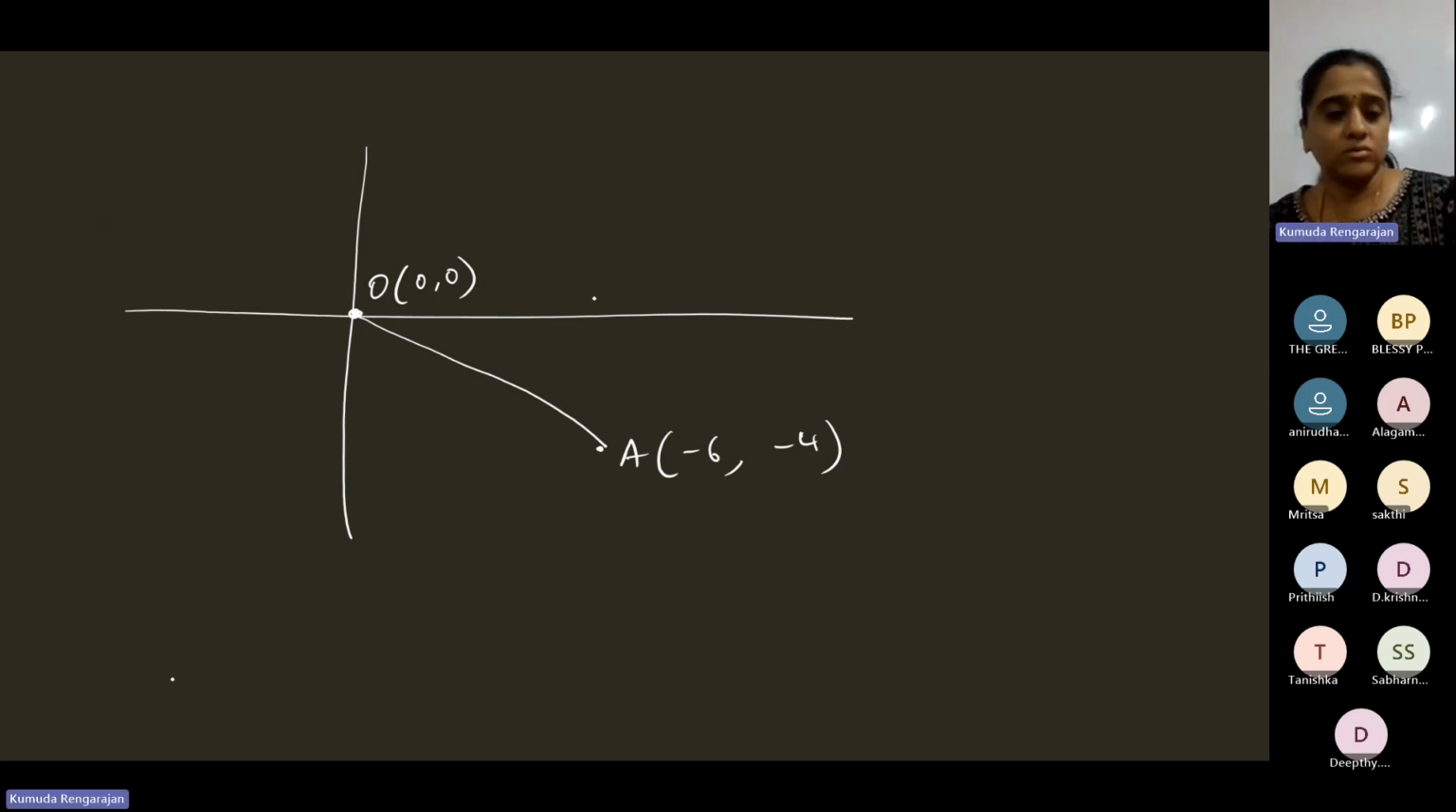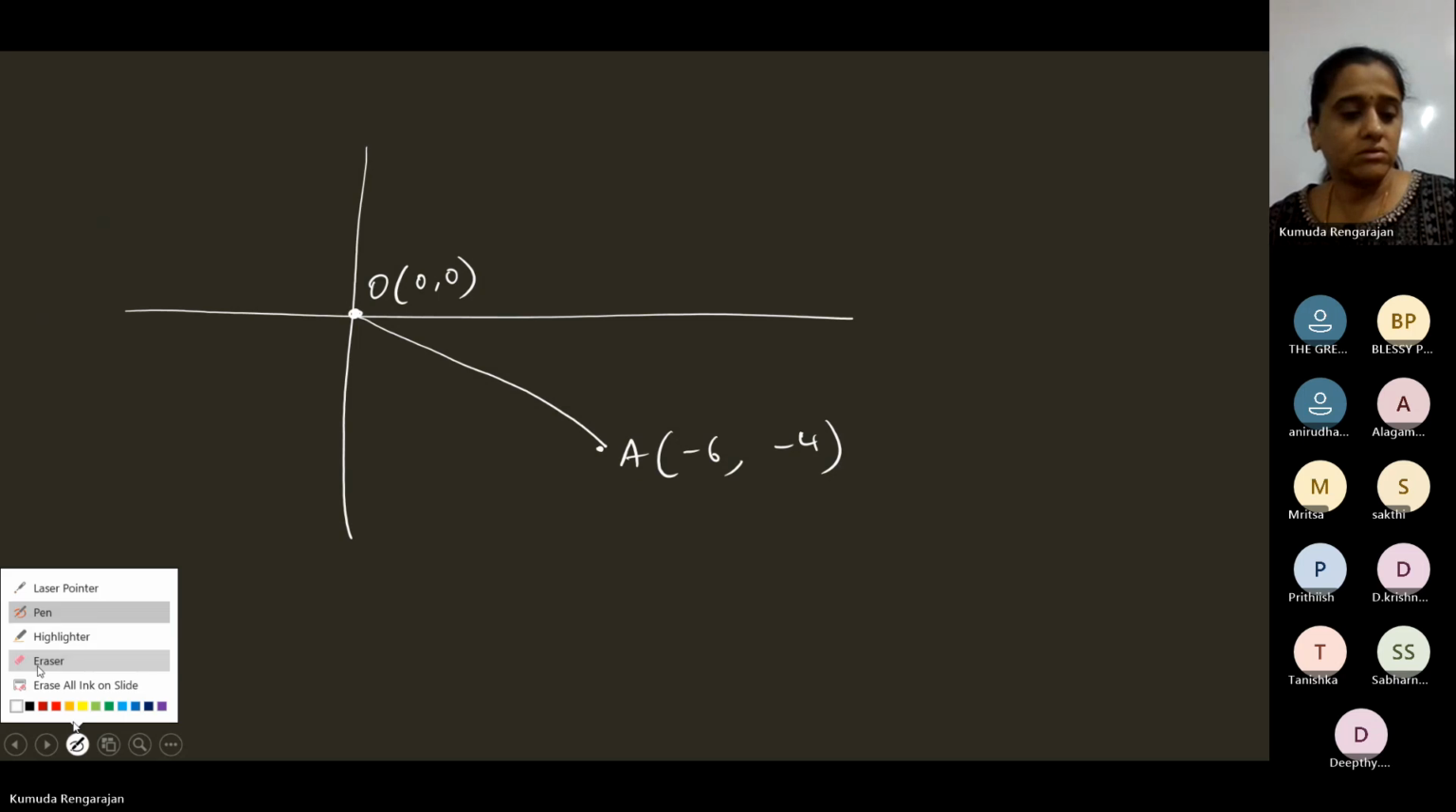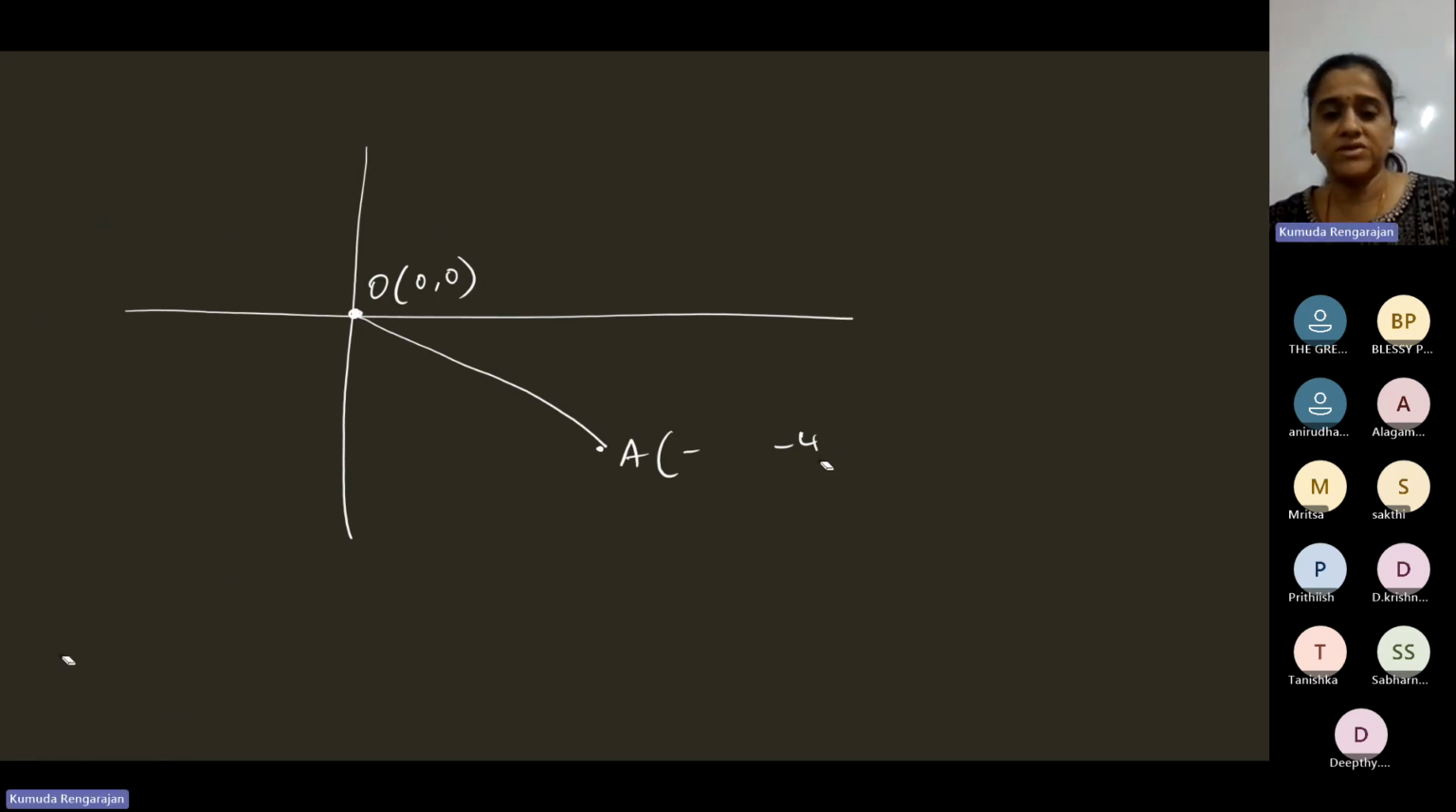Now in general, I'll just say this is (x1, y1), and this is (x2, y2), right? So here it's going to be square root of, what's the distance formula?